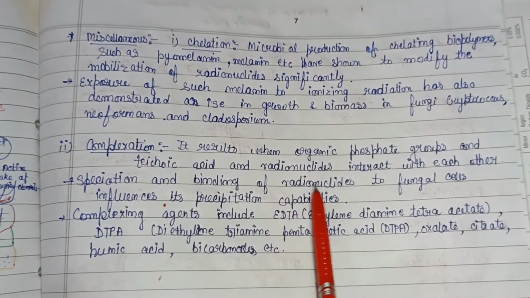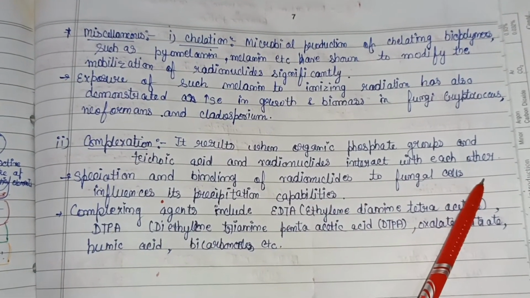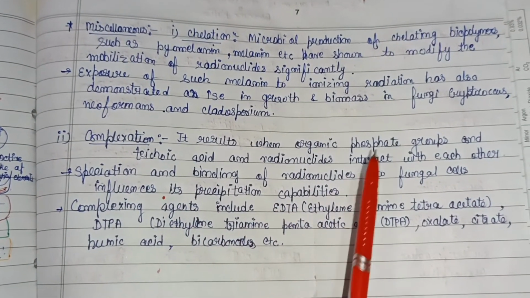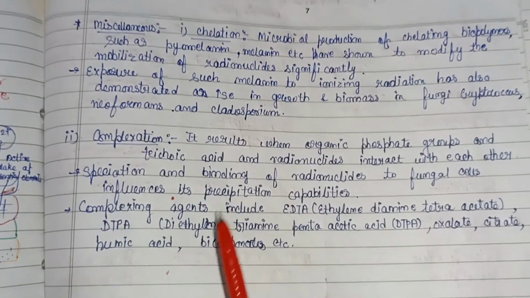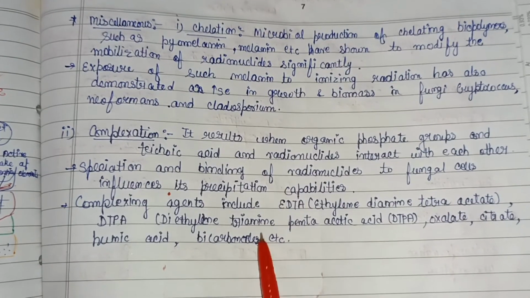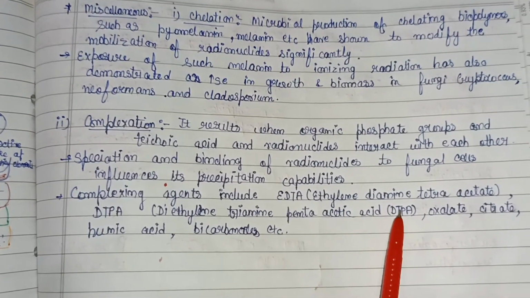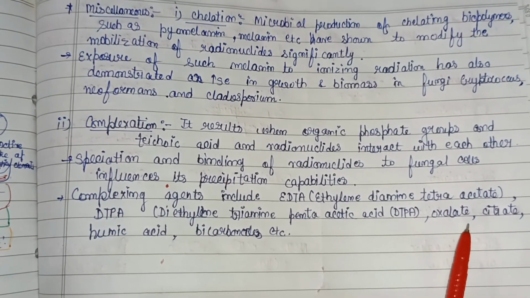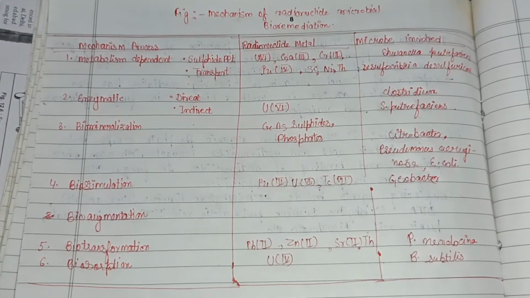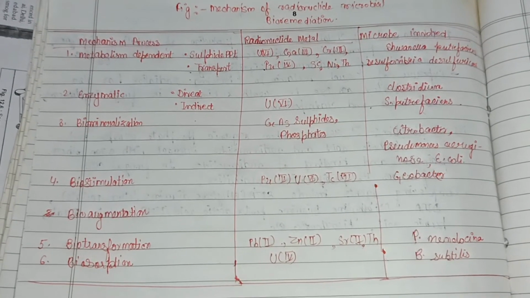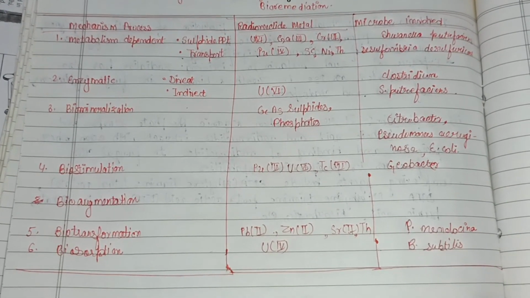Then complexation. It results when the organic phosphate groups, the teichoic acid and the radionuclides interact with each other. Speciation and the binding of radionuclides to the fungal cells also influence their precipitation capabilities. Complexing agents here include EDTA, that is ethylenediaminetetraacetate, DTPA, that is diethylenetriaminepentaacetic acid, oxalate, citrate, humic acid and bicarbonates, etc. So this is the overall mechanism in tabulated form, involving the mechanism, the radionuclide metals involved in these processes, and the microbe involved.